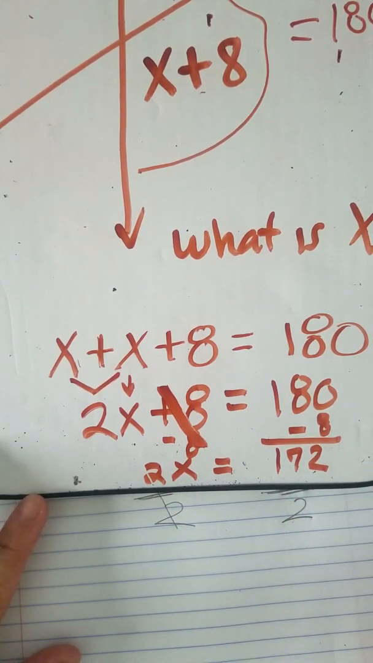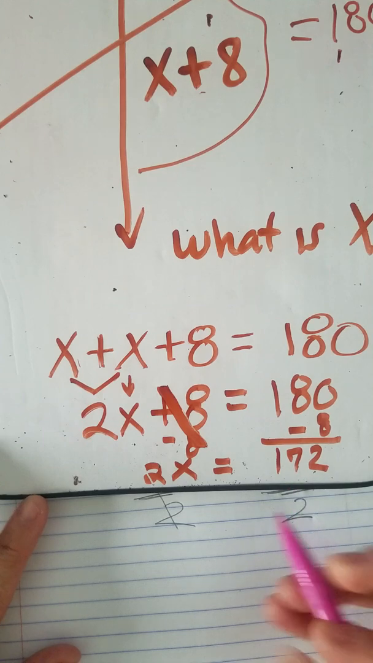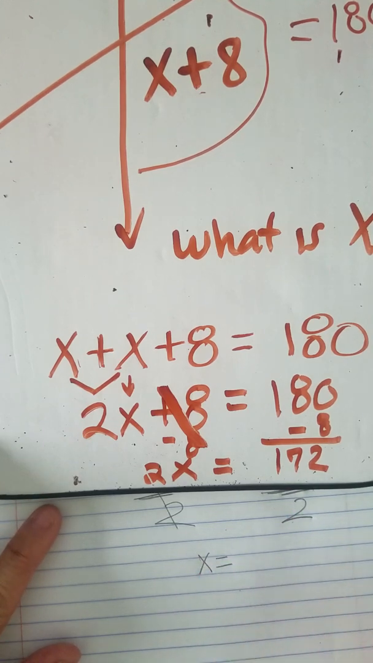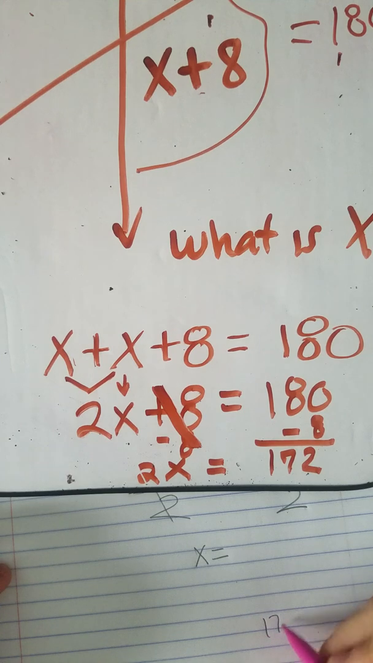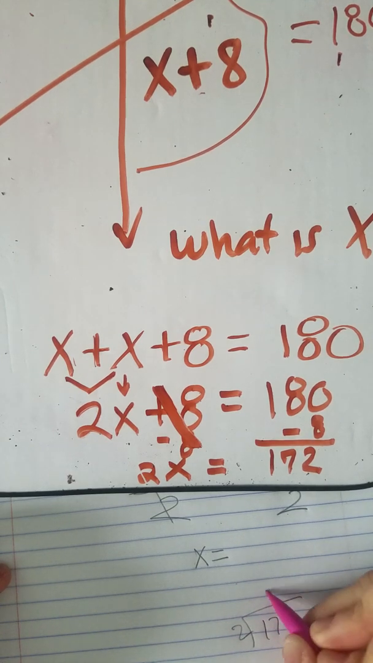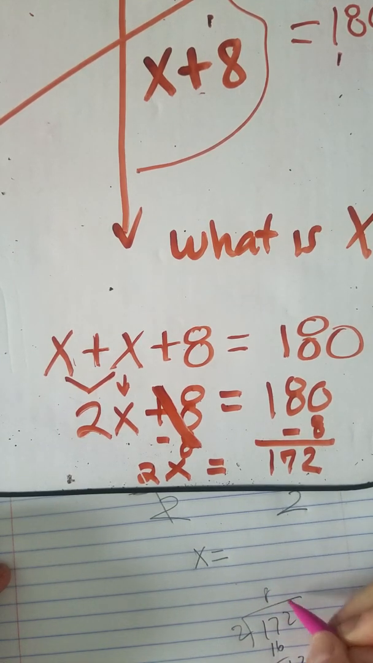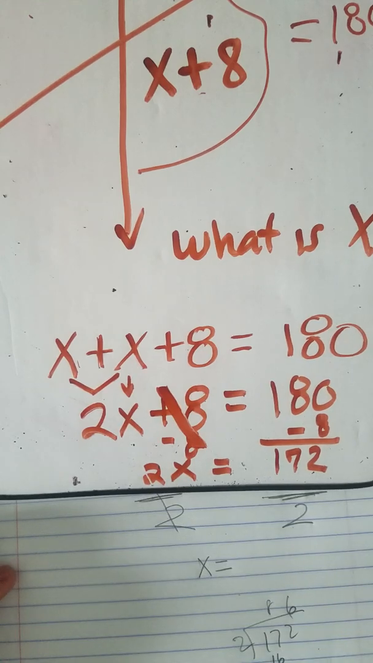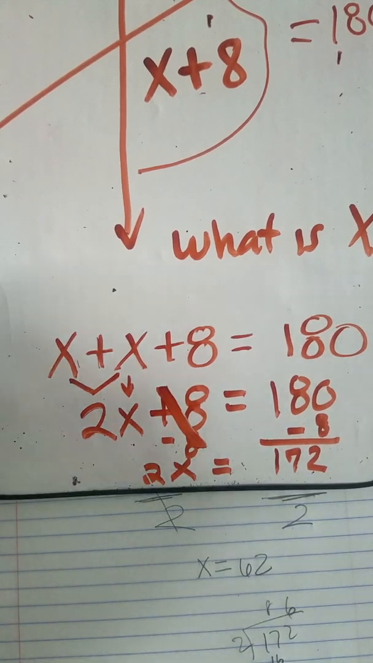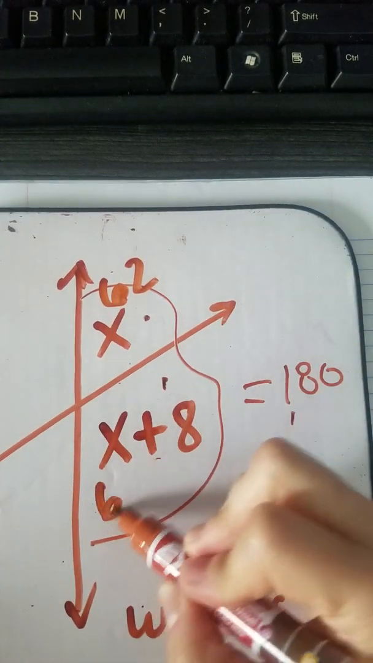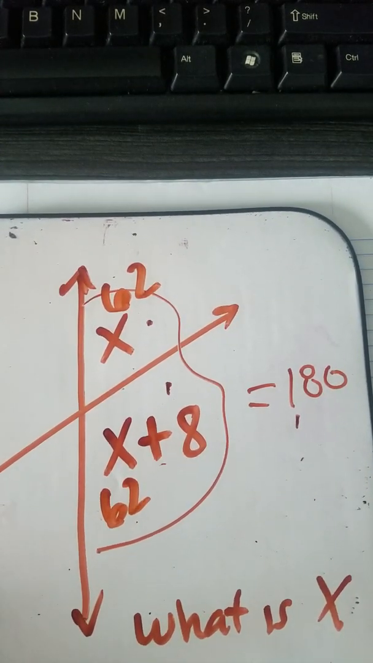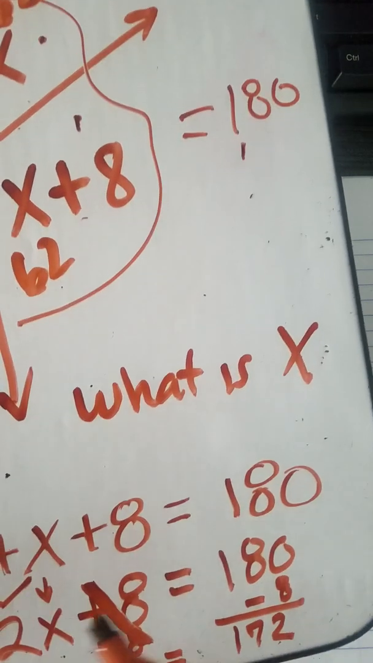I divide that 172 divided by 2. And now I'm left with x equals 172 divided by 2. I don't have my calculator, so I'll just do it really quick. 172 divided by 2, 8, 16, 1, 2, 6. X equals 62. Okay, so that's my answer. X equals 62.